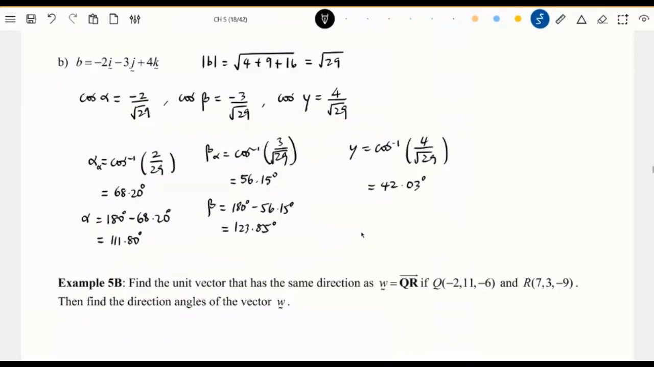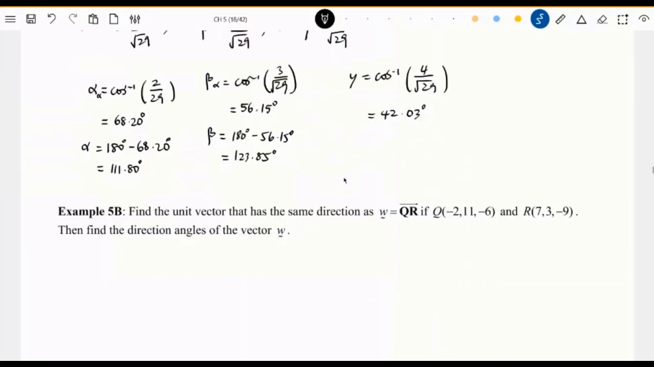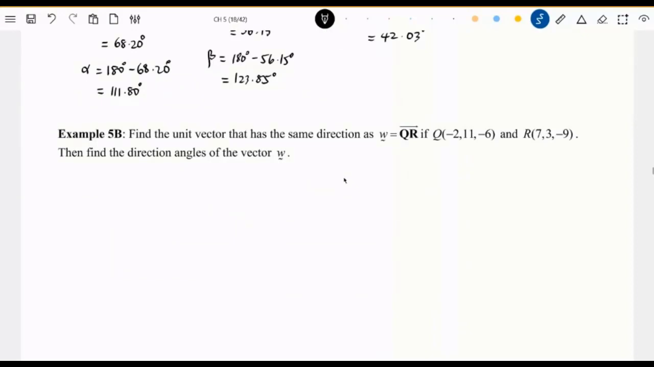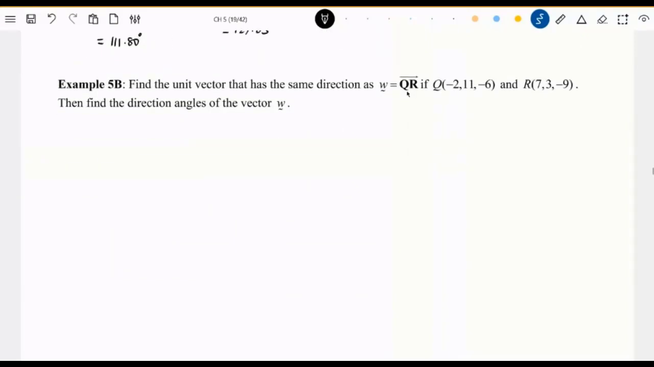Okay, next one is the 5B. Boleh lagi semua orang? Boleh, Miss. Alright, so we do 5B. Find the unit vector that has the same direction with the W equal to QR. Okay, so dia minta cari unit vector untuk W. Okay, kita cari dulu QR.